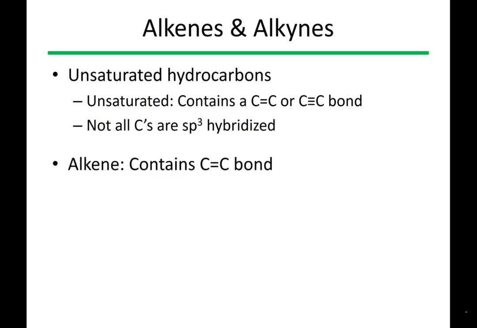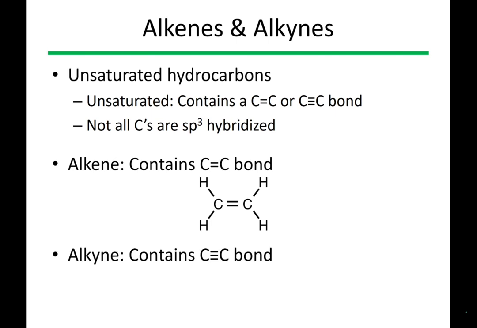An alkene is going to be a hydrocarbon that contains a carbon-carbon double bond. So here's an example of an alkene. An alkyne is going to contain a carbon-carbon triple bond. So there would be an example of an alkyne.